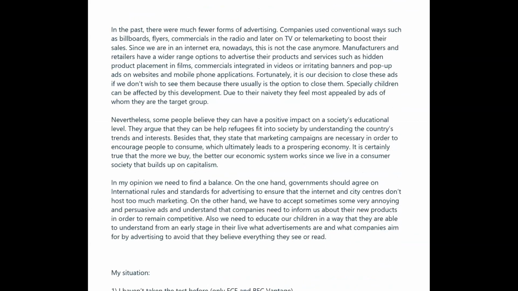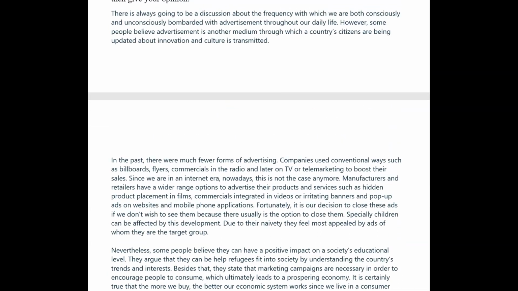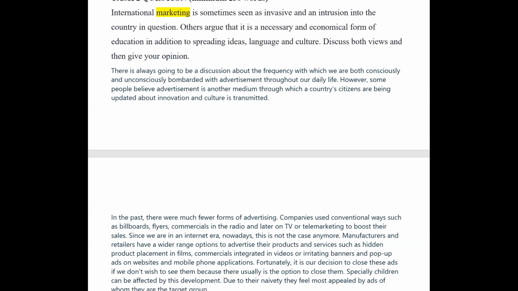Let's just look at the layout here. You've got the 4 paragraphs. Yeah, that's absolutely fine. So I would recommend that 4-paragraph structure. So there's always going to be a discussion about the frequency with which we are both consciously and unconsciously bombarded with advertisements through our daily life. Okay. However, some people believe advertisement is another medium through which a country's citizens are being updated about innovation and culture is transmitted. Okay. Wow, nice start.